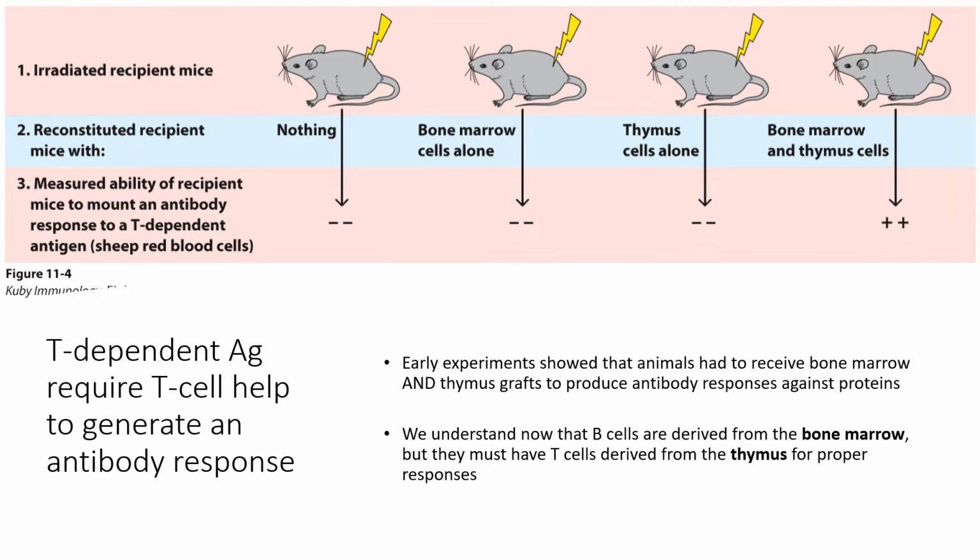And then they looked for which mice could actually make antibodies. So which mice had a functional B cell response. And the only group were the ones that also had the thymus cells, the T cells. So this told researchers that T cells are actually necessary to get good production of antibodies. You can get some production of antibodies without that, but it's a weaker response, and we'll talk a little bit about what that response looks like too.